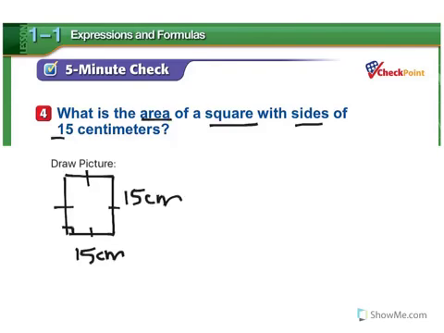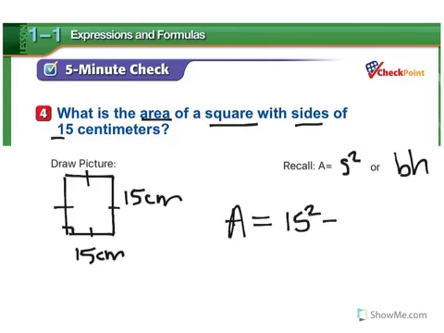And it's asking for the area. If you recall, the area of a square is side squared, or its base times height. Now we just plug into the formula. Area equals 15 squared, which is equal to 225 centimeters squared.